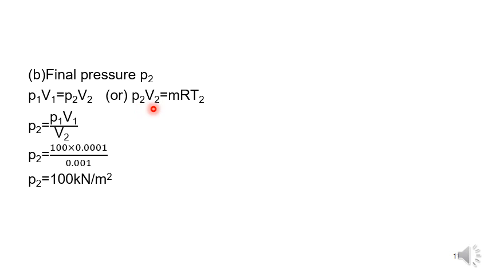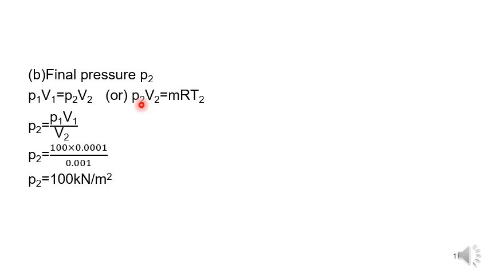So P2 V2 is equal to M R T2. They want only P2, so I am writing P2 as M R T2 by V2. We know the M value 1.13 into 10 to the power of minus 3, R value 0.29, T2 value 298, and V2 value 0.001. So we will get the same 100 kilonewton per meter square P2 value. With these two formulas we will get the pressure, so we can use any formula.